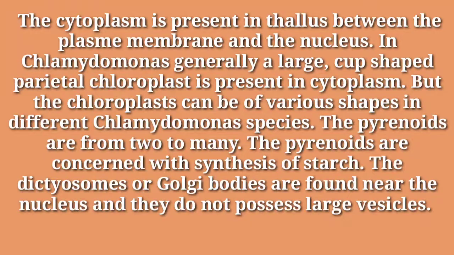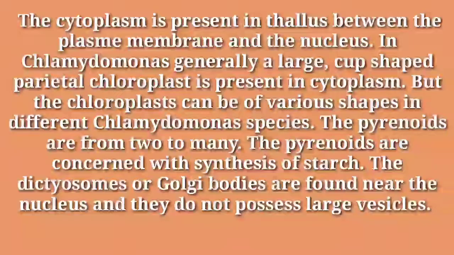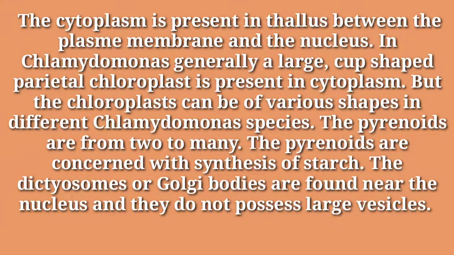Cytoplasm. The cytoplasm is present in the thallus between the plasma membrane and the nucleus. In Chlamydomonas generally a large, cup-shaped parietal chloroplast is present in the cytoplasm. But the chloroplasts can be of various shapes in different Chlamydomonas species. The pyrenoids are from 2 to many. The pyrenoids are concerned with the synthesis of starch.